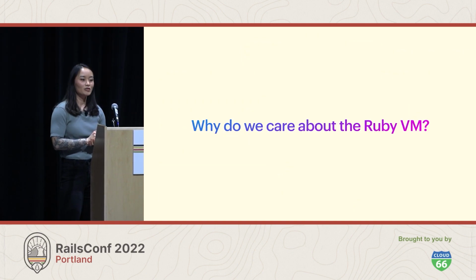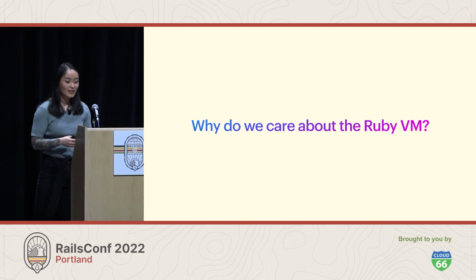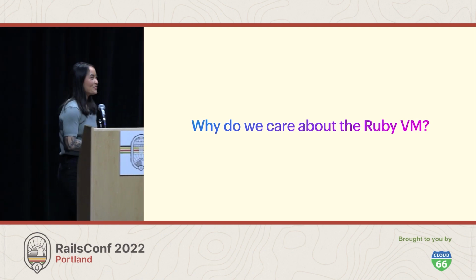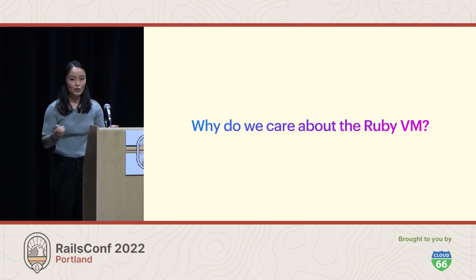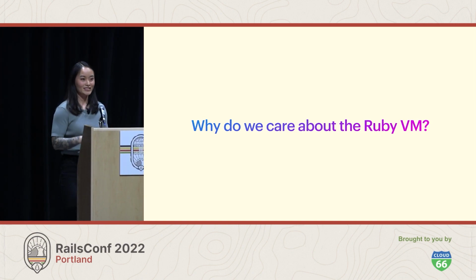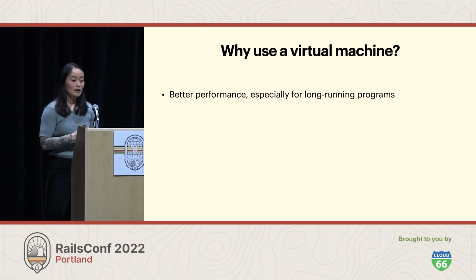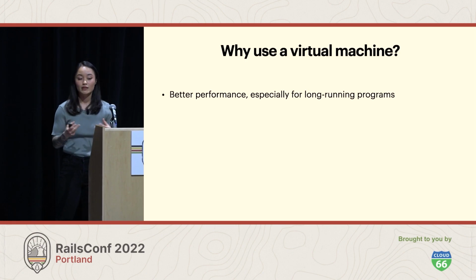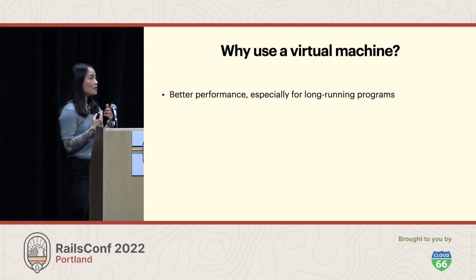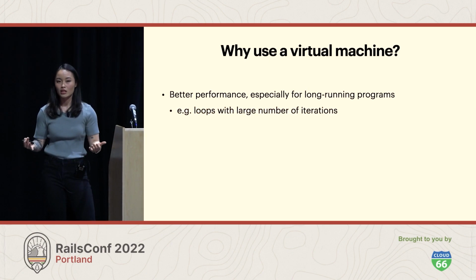All right, that was very long-winded, but why do we, as Rails developers, care about the VM? Why use a virtual machine in Ruby? We could just execute the AST nodes and just end there. So the first reason is because of performance. It takes extra time to compile, yes, because it is an additional step, but the compilation time pays off if the Ruby program runs long enough. So for example, if there's a loop with a large number of iterations.